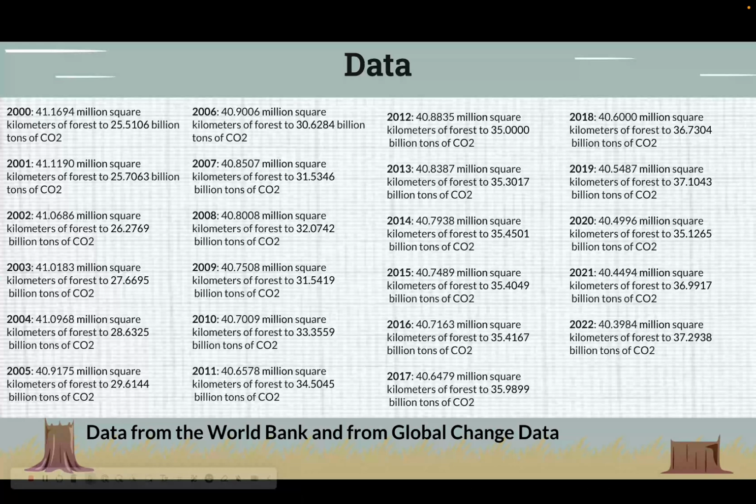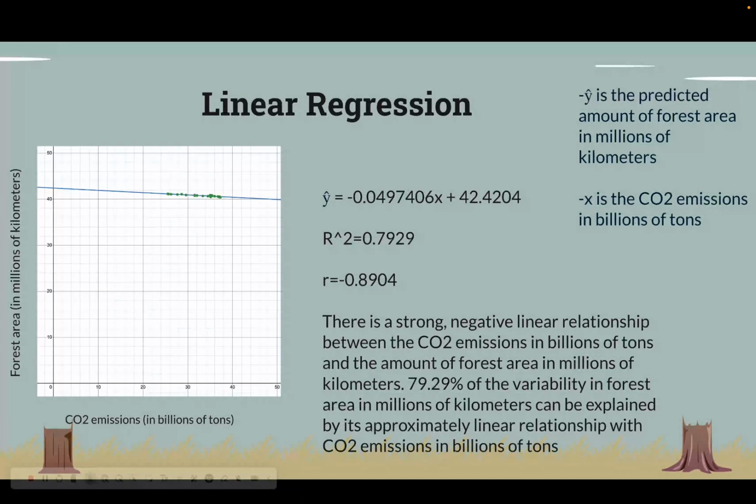millions of square kilometers. For these questions, I'll first plot my data in order to find the linear regression model that will work in order to predict how much forest area there is based off of the CO2 emissions, or the x value. When plotting, I found the equation for y hat, and I also found the values for r squared and r. For this equation, y hat is the predicted amount of forest area in millions of kilometers, and x is the CO2 emissions in billions of tons.